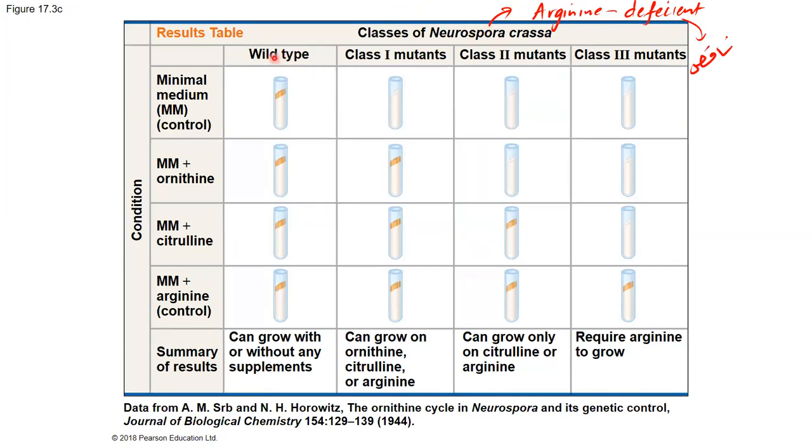Then this is the wild type Neurospora. This is normal Neurospora. So this line indicates growth. Normal, wild type Neurospora can grow on minimal media only. These mutants, the arginine deficient Neurospora, cannot grow on minimal media. So here we have no growth. Growth means نمو. No growth, no growth.